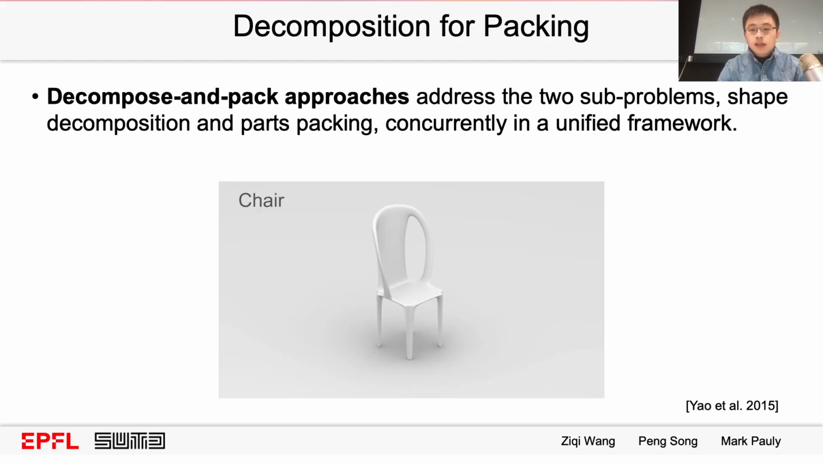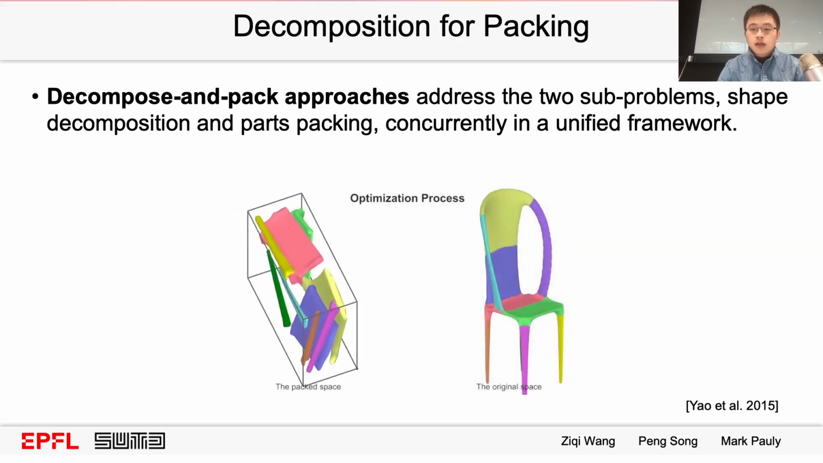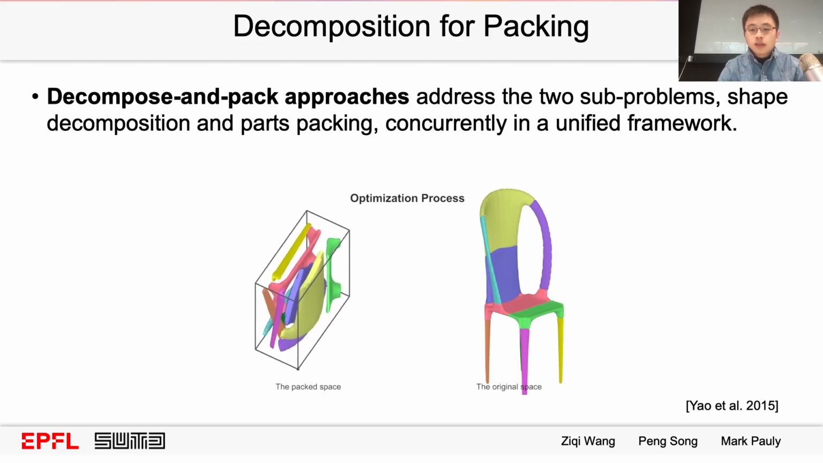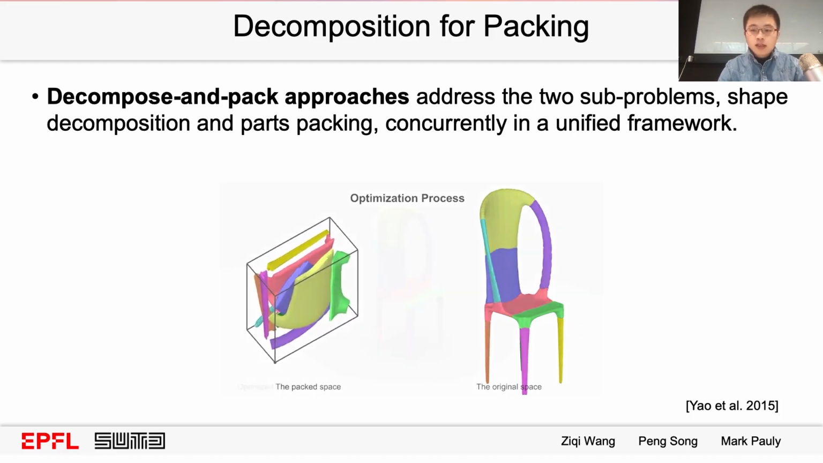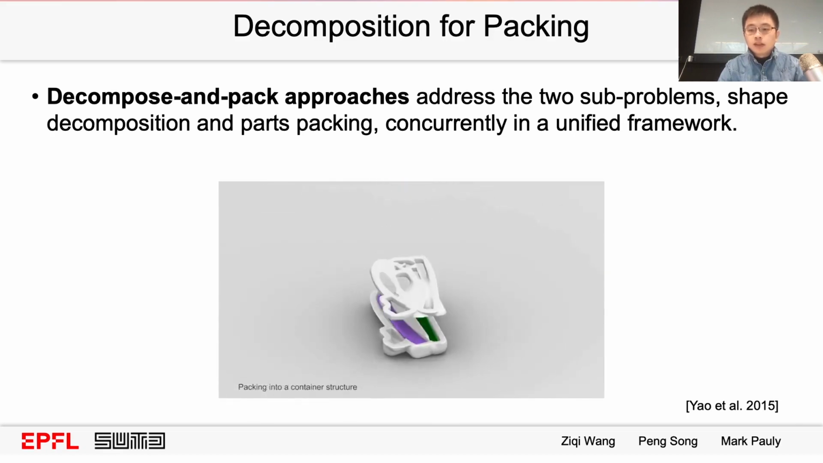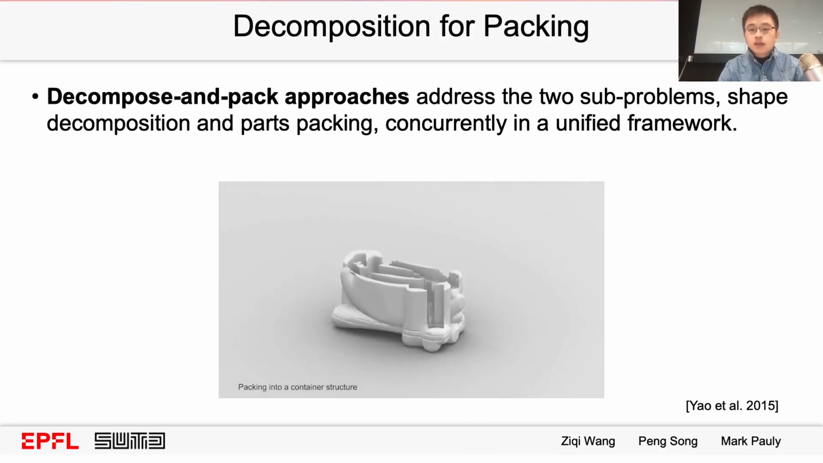The decompose-and-pack approaches optimize shape decomposition and packing simultaneously. Yao and their colleagues take a set of pre-segmented parts as input. The framework represents each part as a level set function and optimizes the partitioning and packing to improve packing efficiency, as well as other metrics such as aesthetics.